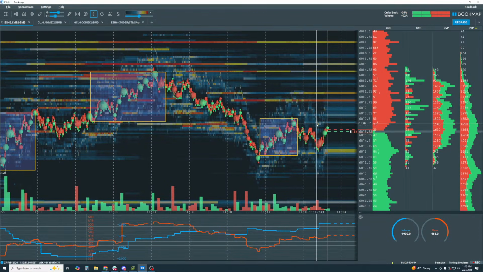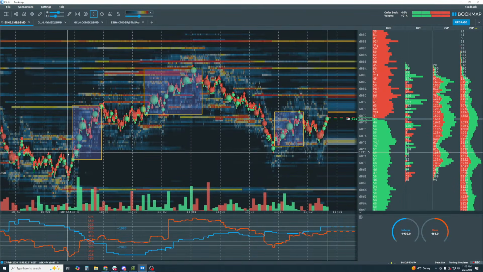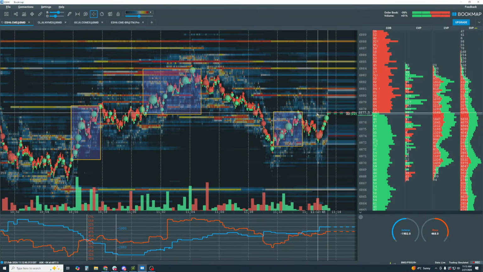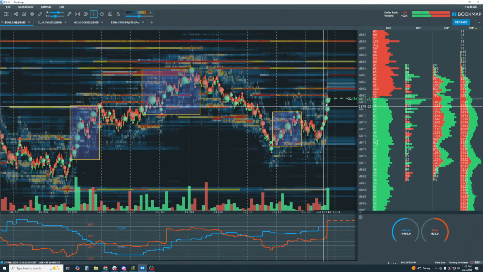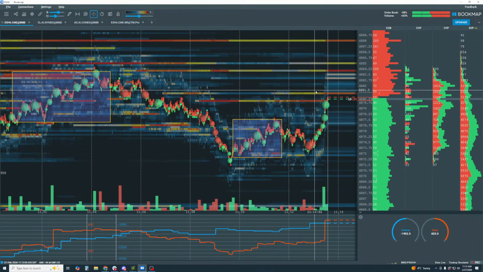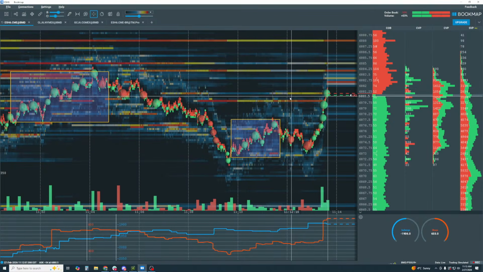Now that's a scenario. Okay, we might get the opposite scenario. Buyers still in control. You can see we traded back down to this area here, and these sellers in here, they are the fuel for this stop run and this move higher. And there's our stop run right there.